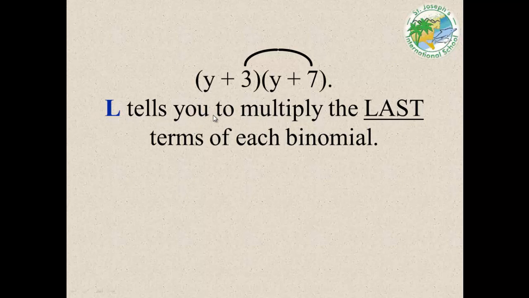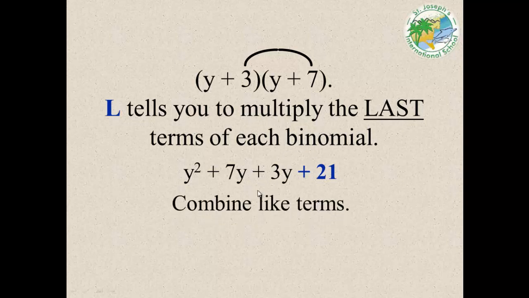L, last terms, tells you to multiply the last terms of each binomial. 3 times 7 equals 21. y power 2 plus 7y plus 3y plus 21. Now combine the like terms, the same base and the same power. 3 plus 7 equals 10, 10y. Then y power 2 plus 10y plus 21. This method is called the FOIL method, but it should be used with a binomial term times a binomial term.